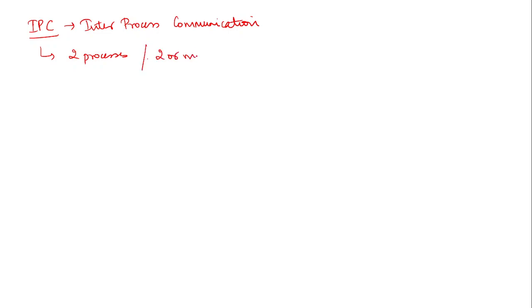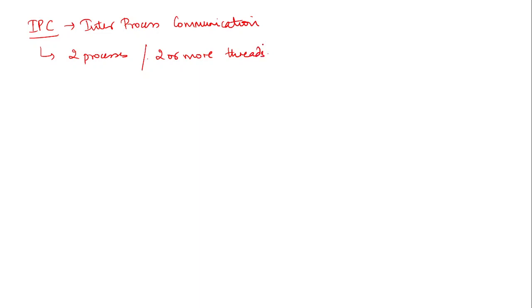So hello everyone. This video talks about the concept of IPC, which stands for Inter-Process Communication. As the word itself implies, this form of communication is useful to communicate between two processes, again two or more processes, or two or more threads.